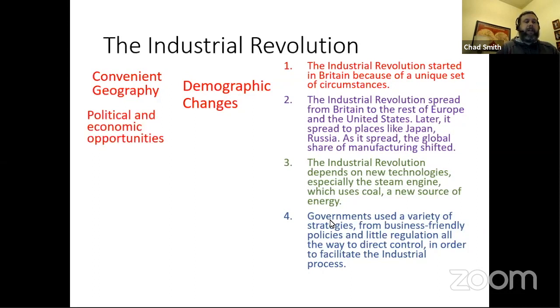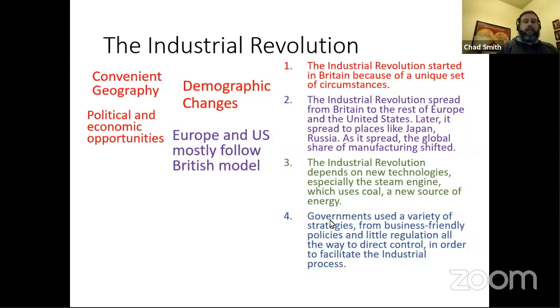We talked about political and economic opportunities, such as the accumulation of capital, and the ability to make money so that you could spend it on a business and take a risk with some sort of innovation or new business idea. We also talked about the protection of private property and patent laws that helped to protect people's inventions from getting stolen.